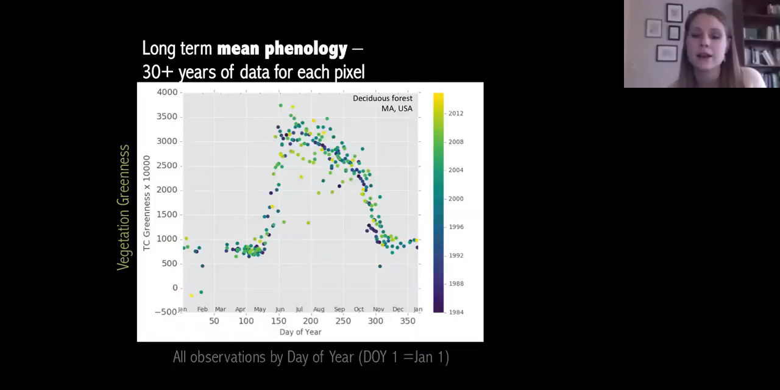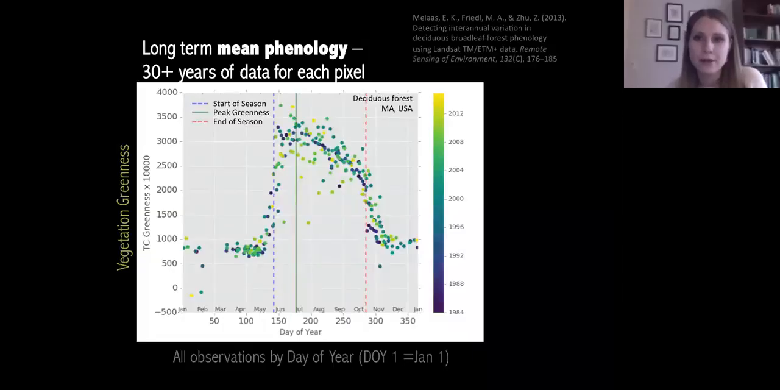So that x-axis there is the day of year going from January through the end of December. And the colors are indicative of what year the observation actually comes from. So when we're looking at this complete picture of all of the observations, that very clear green up and senescence of the deciduous forest becomes obvious. And using an algorithm that was developed by Eli Molas and Mark Friedel at BU, we're able to automatically extract information from this curve. Specifically, we can estimate the annual or long-term mean start of season.